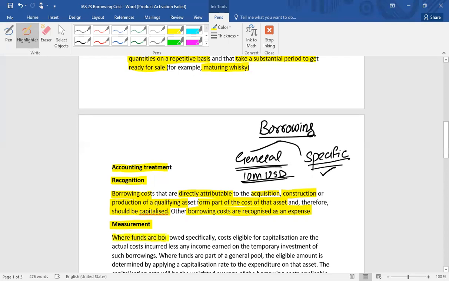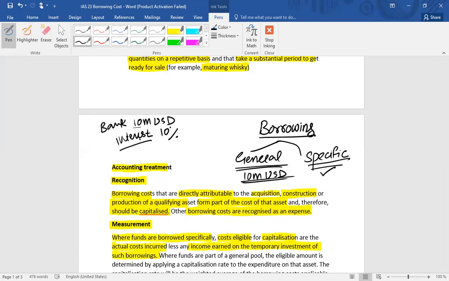Where funds are borrowed specifically, the cost eligible for capitalization is the actual cost incurred less any income generated on the temporary investment of such borrowings. For example, suppose you took a loan from a bank, 10 million USD, at an interest rate of 10% per annum. And that is a specific borrowing. Now, the interest cost incurred on such borrowing would be capitalized on an actual basis on the construction of an asset.